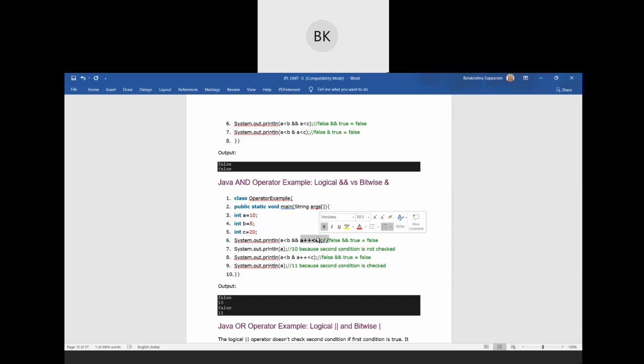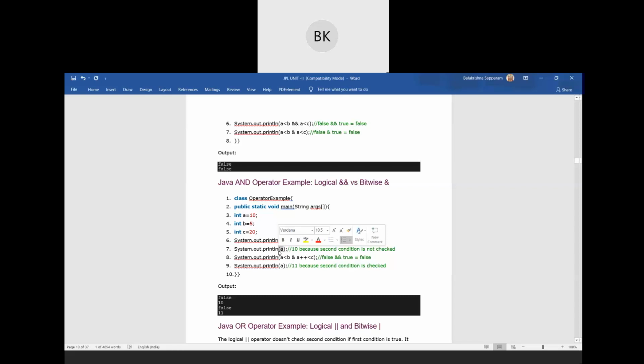That is the logical AND operation. You have to find out the second statements are not executed if the first statement is false in the logical AND operation, the short circuit AND operation. What's the proof? Here the second statement, a plus plus, is not executed, so the a value is as usual 10, the initial value of a only. You can print the a value, you will get 10.